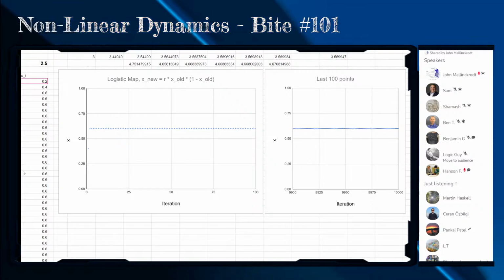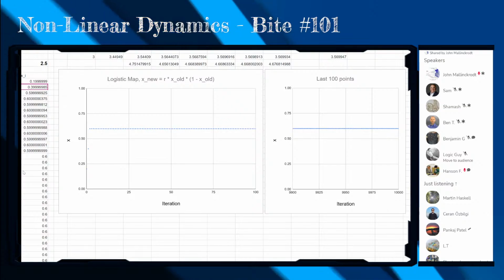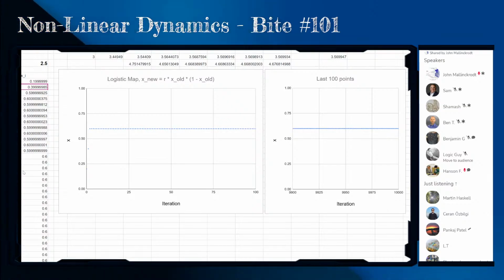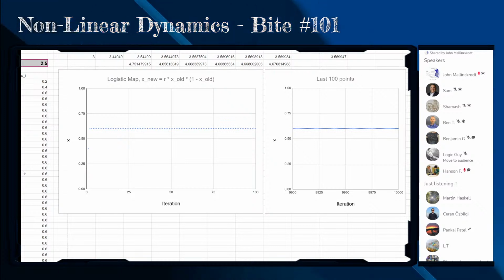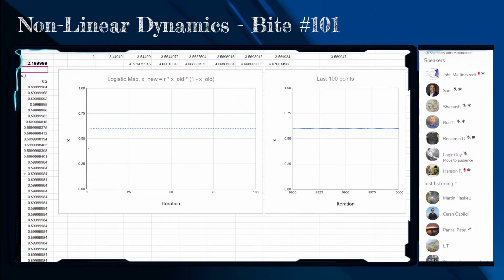Let me show you what happens if I start with 0.1999999. Right? So now we see that it is doing something like that. If I start with 0.2 and I just change this to 2.499999, now we get different things again, right?